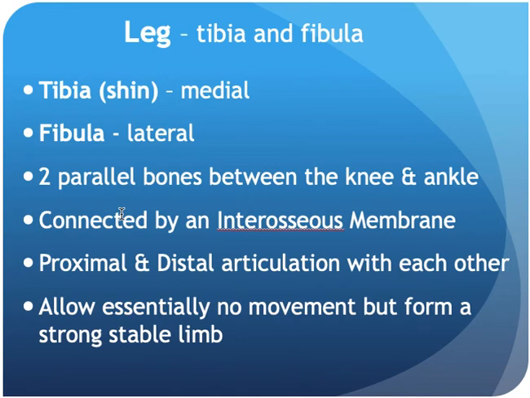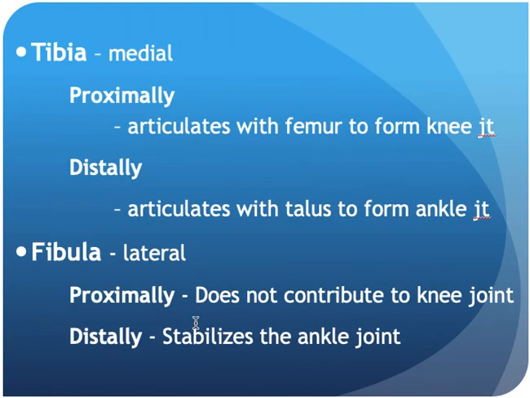There are two parallel bones between the knee and the ankle. Just like the forearm, they're connected by this interosseous membrane. They're going to articulate with each other sort of proximally and distally. And then there's essentially no movement between these two bones. We've created this real strong, kind of stable limb, okay? And you'll see that in the picture here too.